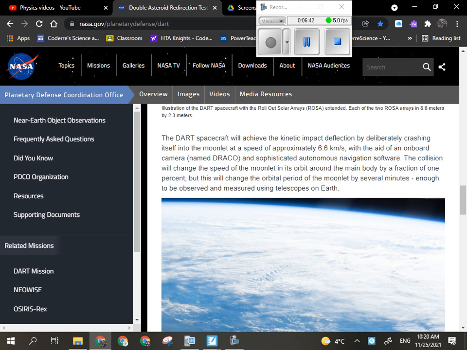And so that's kind of what they're doing here, just testing whether it's possible to change the path using all that work and energy, make that orbit take a little longer, the orbital period being a few minutes bigger. So kind of the stuff we've been talking about. All right.